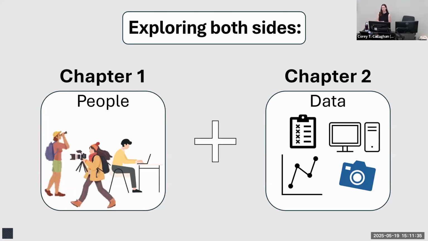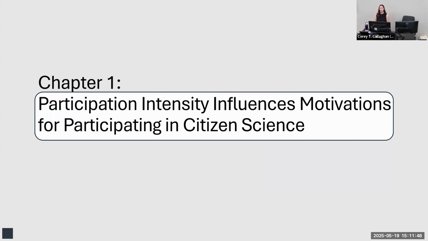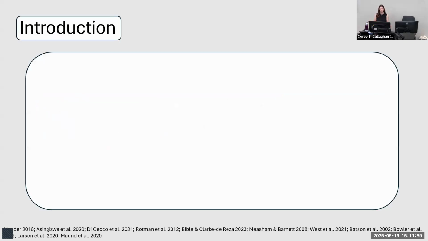And so I do this by having two chapters of my research. In the first chapter, I look more at the people perspective. And then in the second chapter, I transition over into the data side of it. And so in the first chapter, which is titled Participation Intensity Influences Motivations for Participating in Citizen Science, I'm looking at why people are participating in citizen science.